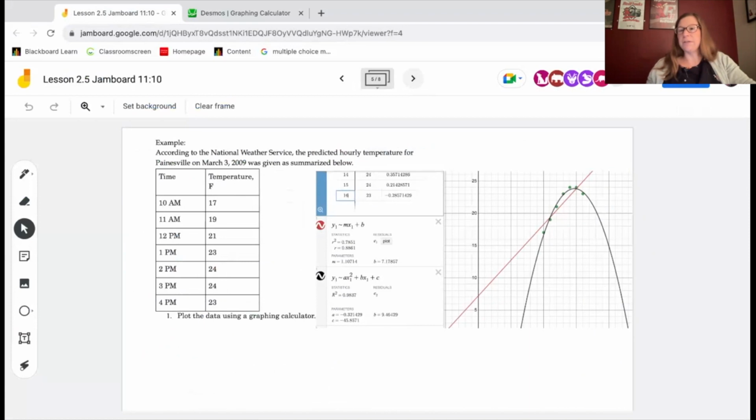Trying another one here. According to the National Weather Service, the predicted hourly temperature for Paynesville on March 3rd, 2009 was given by the table below. Now, I'm going to warn us here. If I think about plotting these points, and let's let x be our time and y be our temperature, notice that 10 a.m. would be to the right, and then 1 p.m. is actually after 10 a.m.